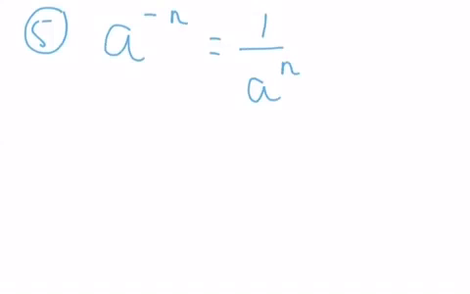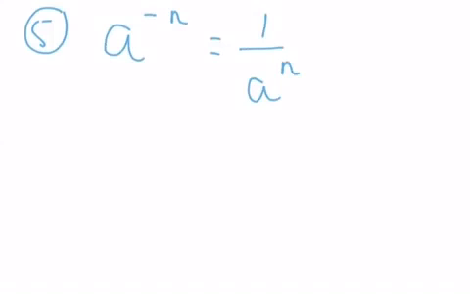Right, so now it gets a little bit more difficult, but these are, again, just rules that you need to remember. So number 5, if you have a to the power of minus n, so now you're raising a base, here the base is a, and you're raising it to a negative power. And what happens is you get an answer which is 1 over a to the power of n.